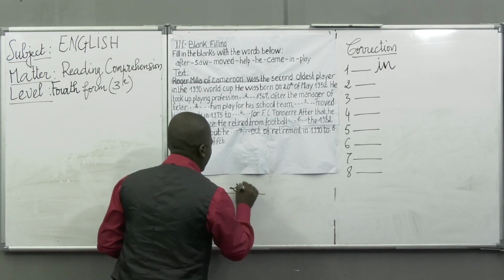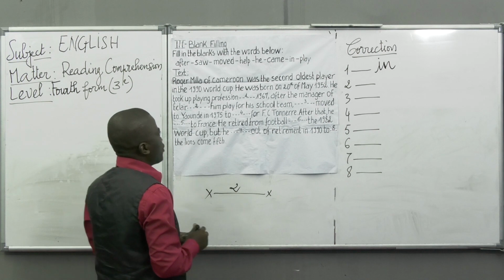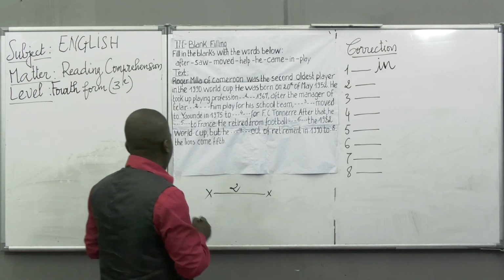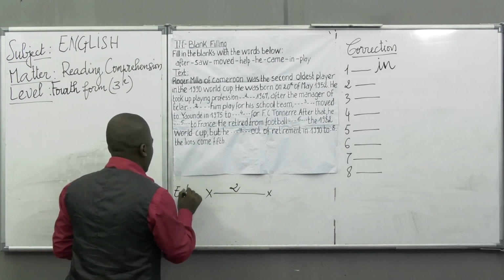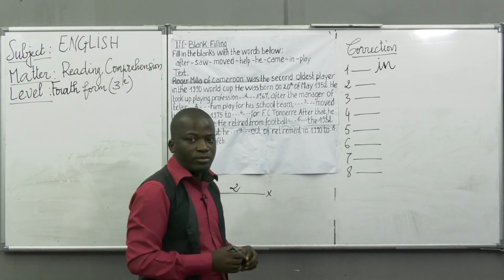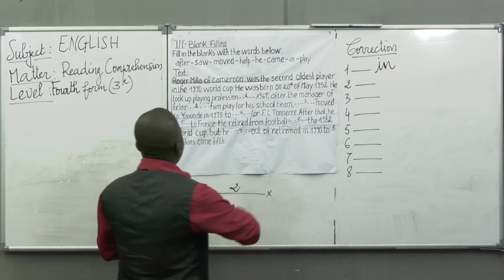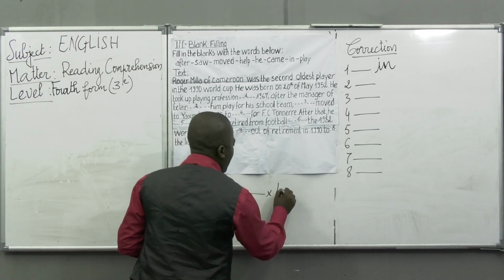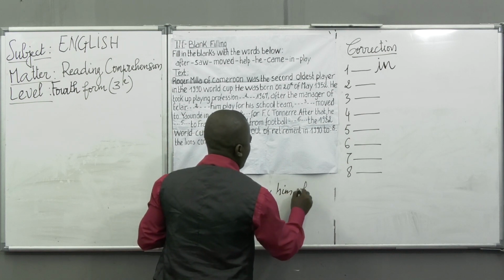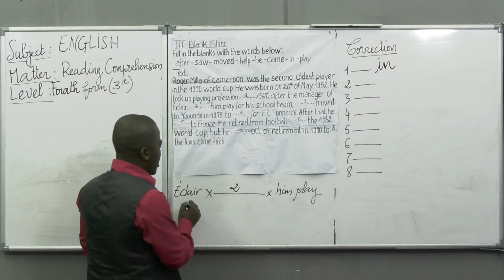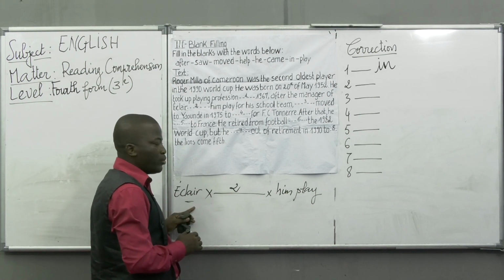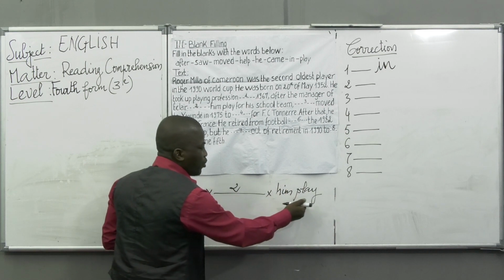Now, let's move to gap 2. What is the word coming before the gap? Éclair. Éclair is a football team, a French word. And what is coming after? You have him, and also play. If this one does not guide you, the last one coming after will guide you.